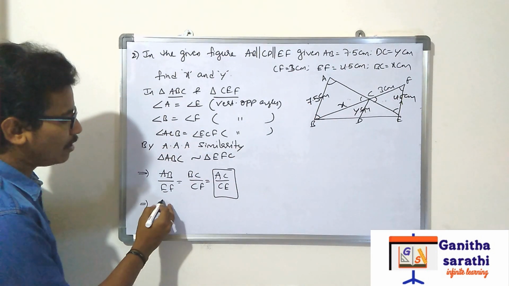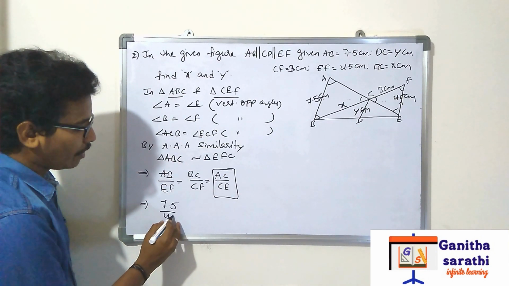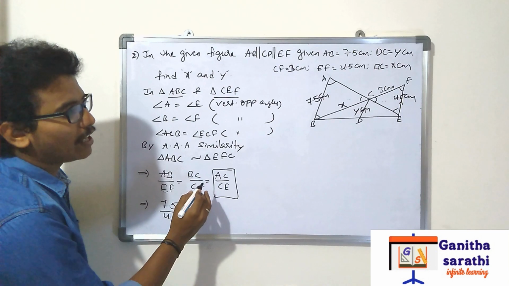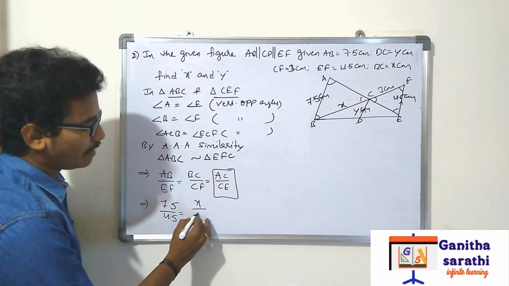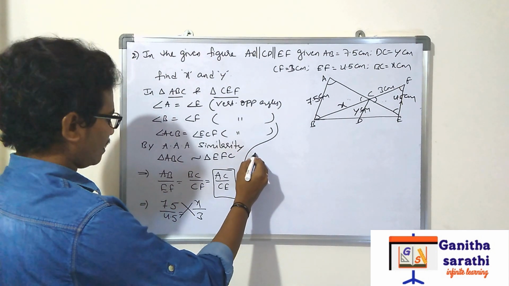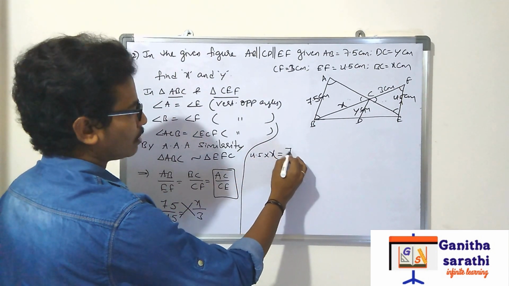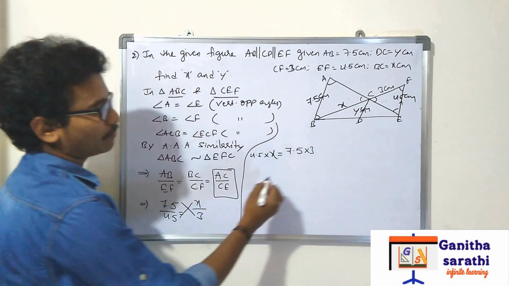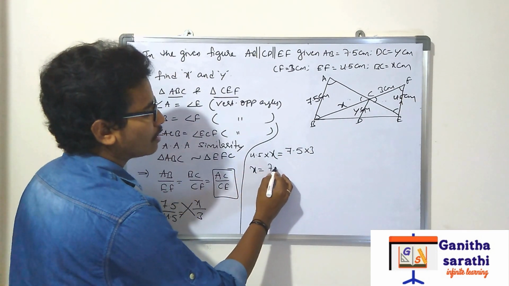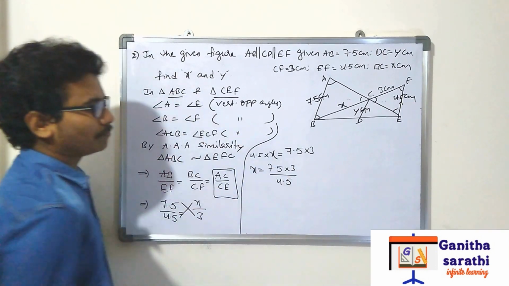What is AB value? 7.5. What is EF value? 4.5. What is BC value? X. CF value is 3. So do cross multiplication. What you will get? 4.5 into X is equal to 7.5 into 3. Then X will be equal to 7.5 into 3 by 4.5.